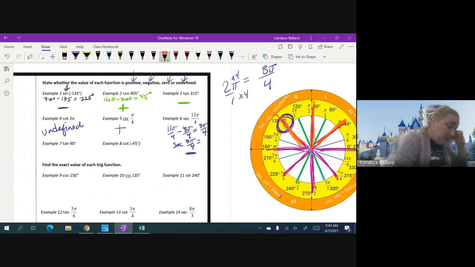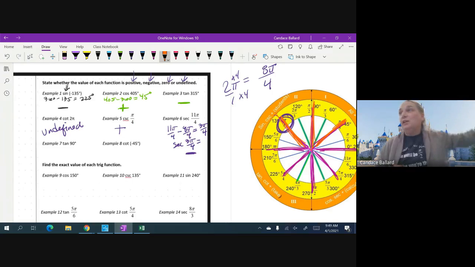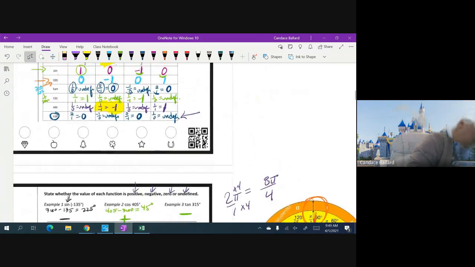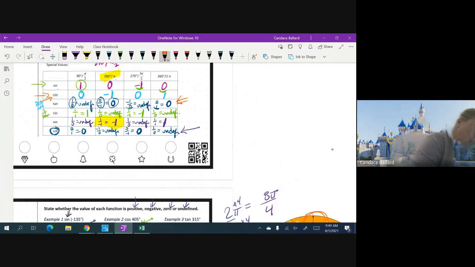All right, tangent of 90. Tangent of 90, we need to go back and look at our chart, right? Because 90 is on a quadrant angle. So I'm going to go back up to my chart. Tangent of 90 says that it is equal to 0.